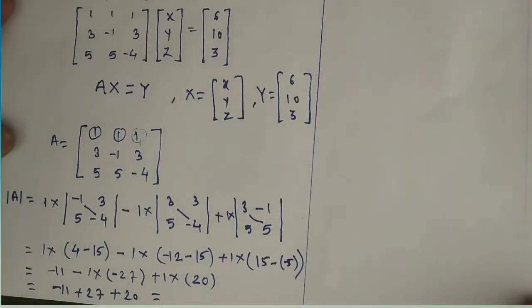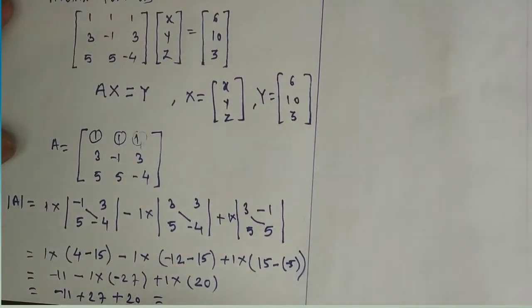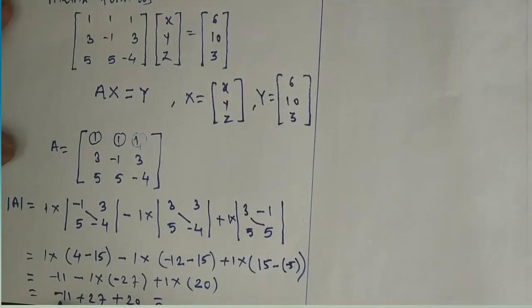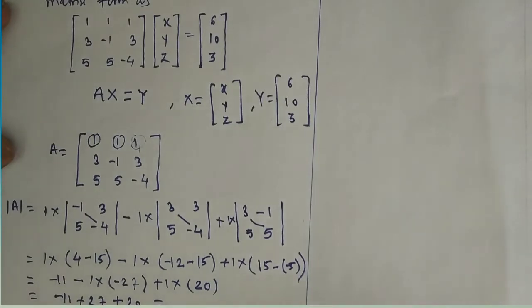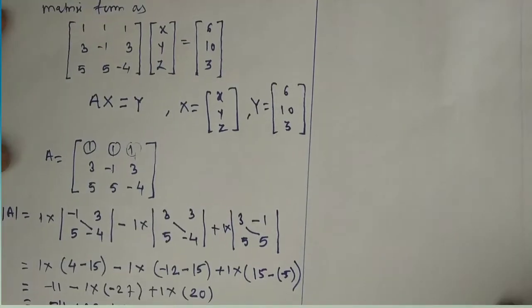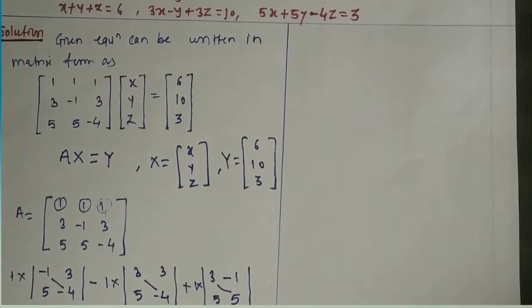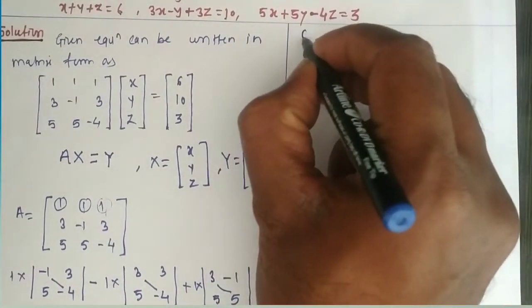Correct? So what is the resultant of this? 20 minus 11 is 9, right? And 9 plus 27, which is 36. Now, after finding determinant, we will calculate cofactor of matrix.